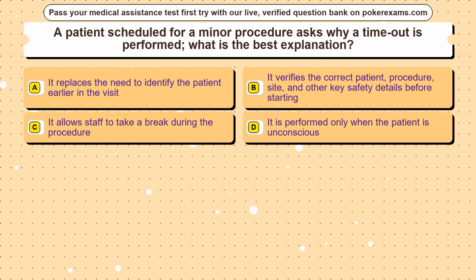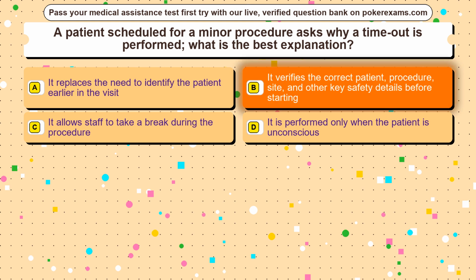Question 2. A patient scheduled for a minor procedure asks why a timeout is performed. What is the best explanation? Option A. It replaces the need to identify the patient earlier in the visit. Option B. It verifies the correct patient, procedure, site, and other key safety details before starting. Option C. It allows staff to take a break during the procedure. Option D. It is performed only when the patient is unconscious.